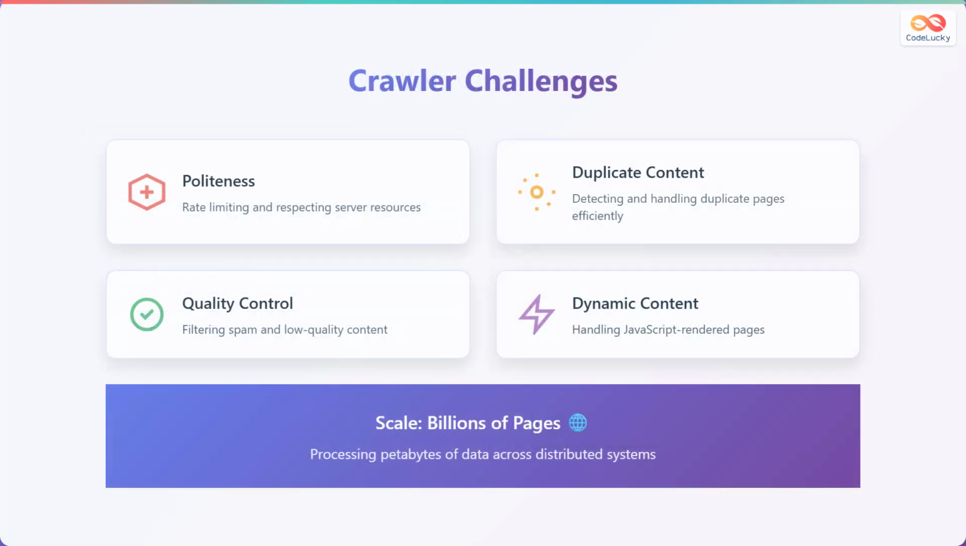Crawling the web poses several challenges. Politeness is critical. It means implementing rate limiting and respecting server resources to avoid overloading websites. Handling duplicate content requires efficient detection and management to ensure the index remains clean. Quality control involves filtering out spam and low-quality content. And dealing with dynamic content means effectively processing pages that rely heavily on JavaScript. Scale is another significant challenge, as crawlers must process billions of pages and petabytes of data across distributed systems.